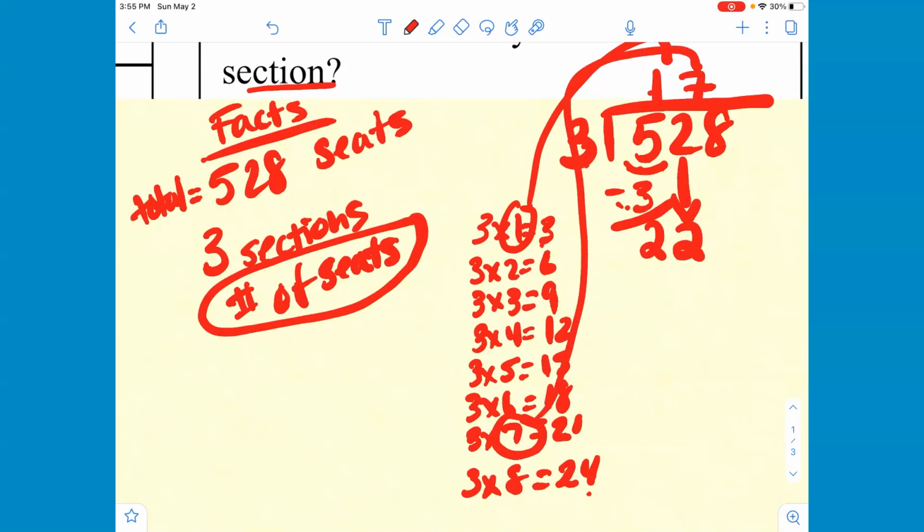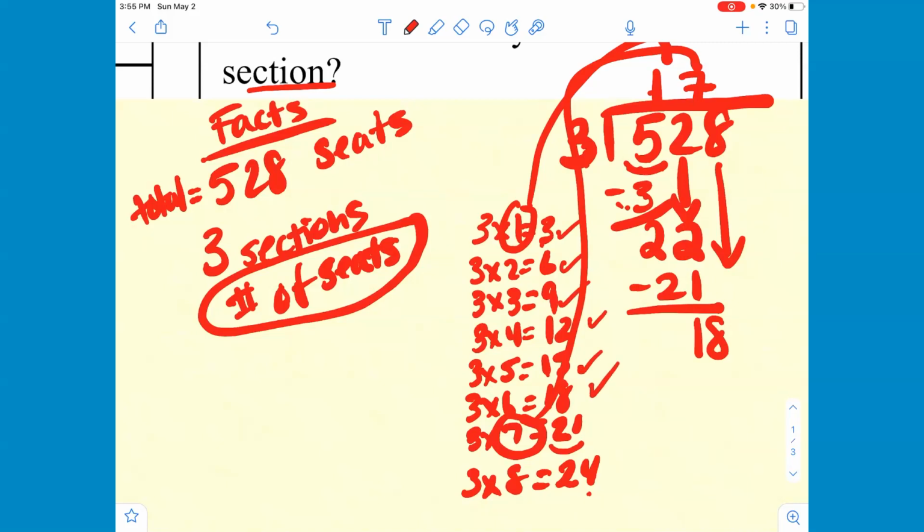Okay. So now 3 times 7, that means I used up 21 of those 22 that I had at first. So 22 minus 21, I'm going to get a remainder of 1. Bring down the 8. Okay, so now I have 18. I'm going to look at my multiples. 3, 6, 9, 12, 15, 18.